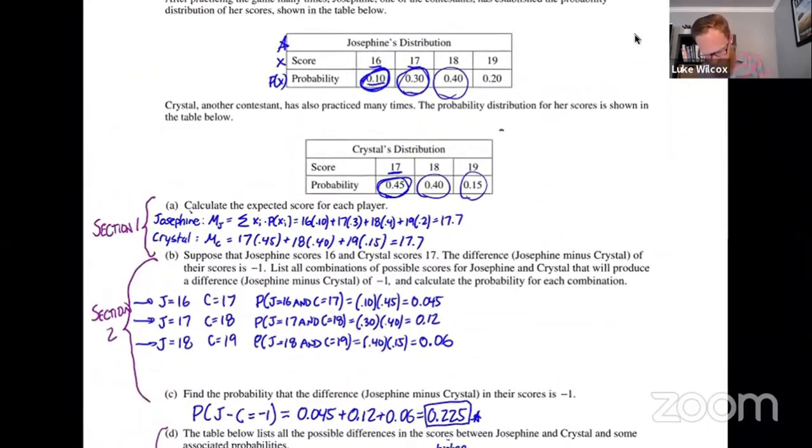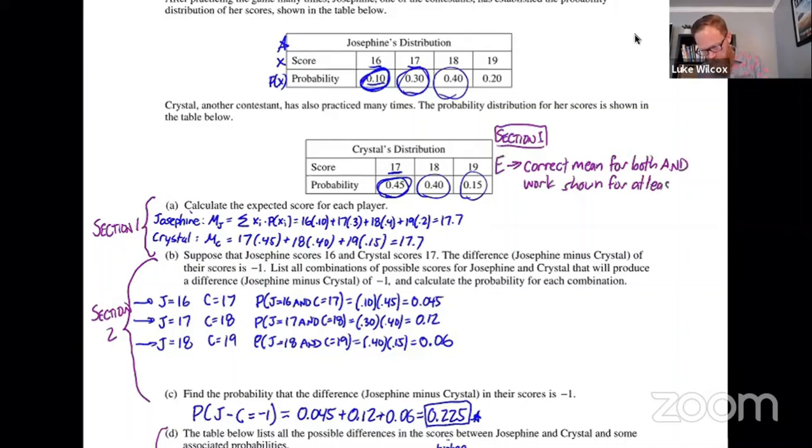So let's start with how we grade section 1, which is part A. In order to get section 1 correct, in order to get an essentially correct, you have to have the correct mean for both and work shown for at least 1. So you don't have to have work shown for both of them. You only have to have work shown for at least 1. And when I say work shown, it could be the actual calculation with the numbers, which is like what we showed here, or you could show a formula that counts as your work shown.